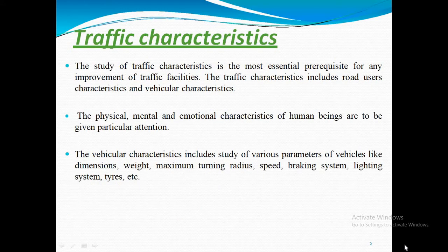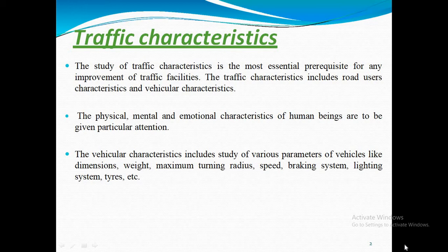So what are traffic characteristics? The study of traffic characteristics is the most essential prerequisite for any improvement of traffic facilities. The traffic characteristics include road user characteristics as well as vehicular characteristics. The various factors which affect road user characteristics may broadly be classified, and the physical, mental and emotional characteristics of human beings are to be given particular attention.